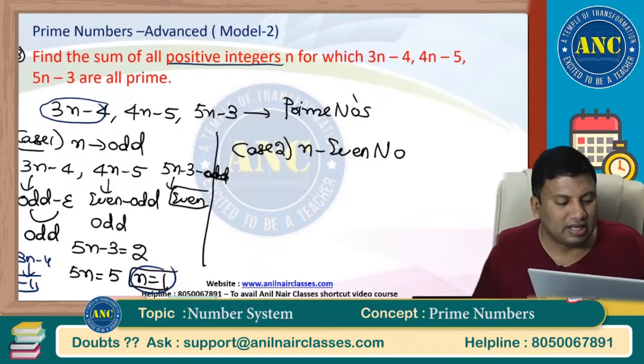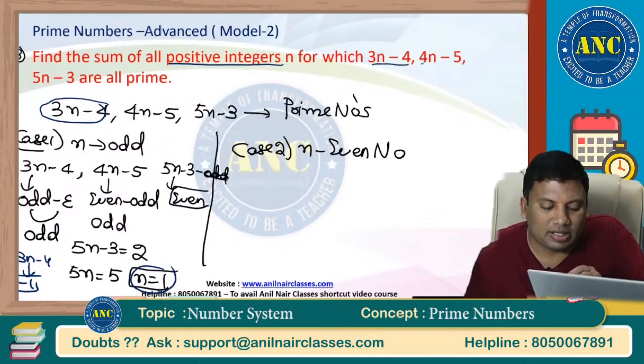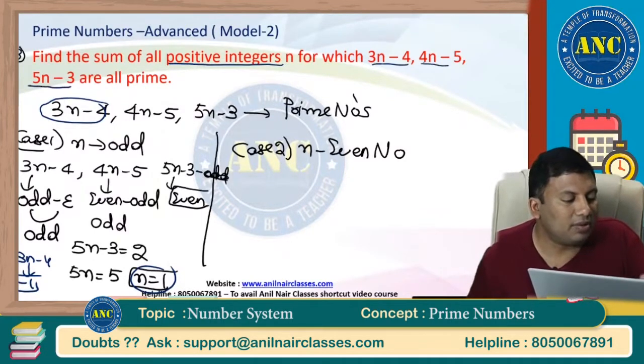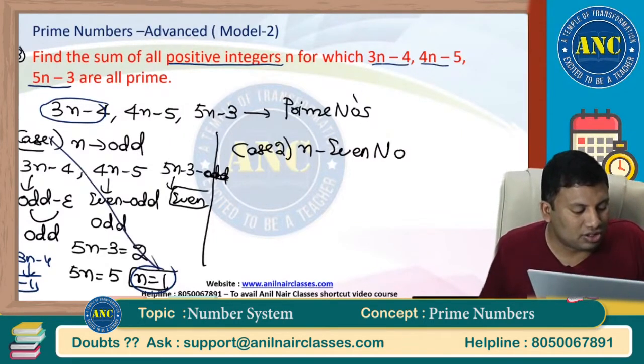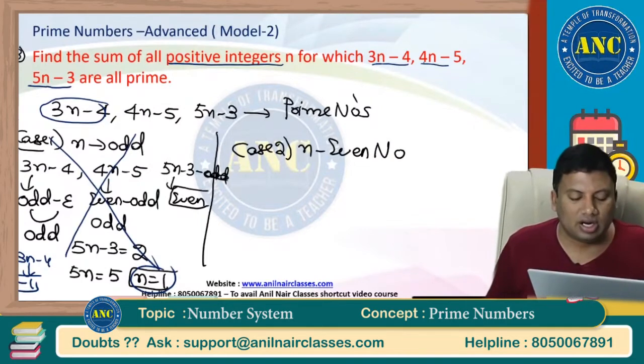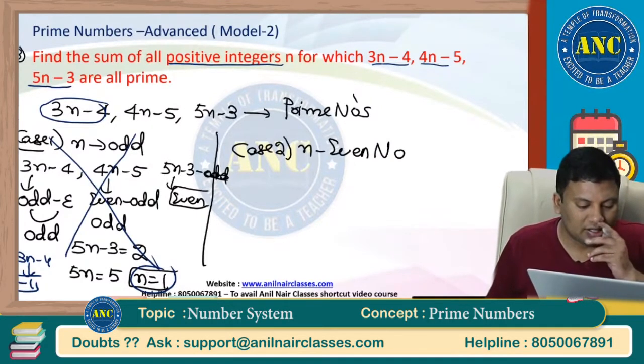But it is saying that all these numbers are prime numbers. Prime numbers are nothing but the numbers which are a subset of natural numbers. All should be positive. This case it is not possible.